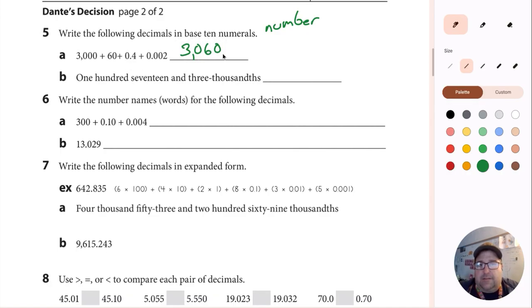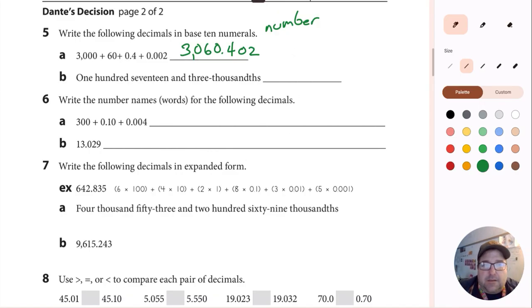Then we got 4/10 and 2 thousandths. So I noticed we didn't have any hundredths on that one. So just keep that in mind. If there's nothing for that place value, then it's a 0. 117 and 3 thousandths. So 117. And think about how we'd write 3 thousandths. Write the word names. So now we're writing some words.